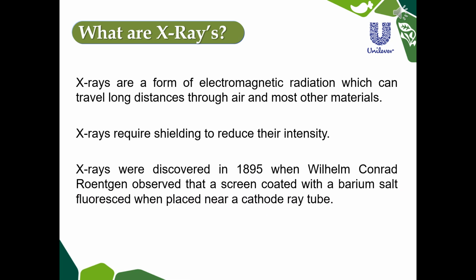What are X-rays? X-rays are a form of electromagnetic radiation. They can travel long distances through air. They can travel through a lot of different types of materials. It requires shielding to reduce their intensity, and all of our machines that use X-rays have lead lining to protect you from the effects of X-rays. X-rays were discovered in 1895. All right, so they've been around a long time. We have learned how to work with them and how to protect you from them.